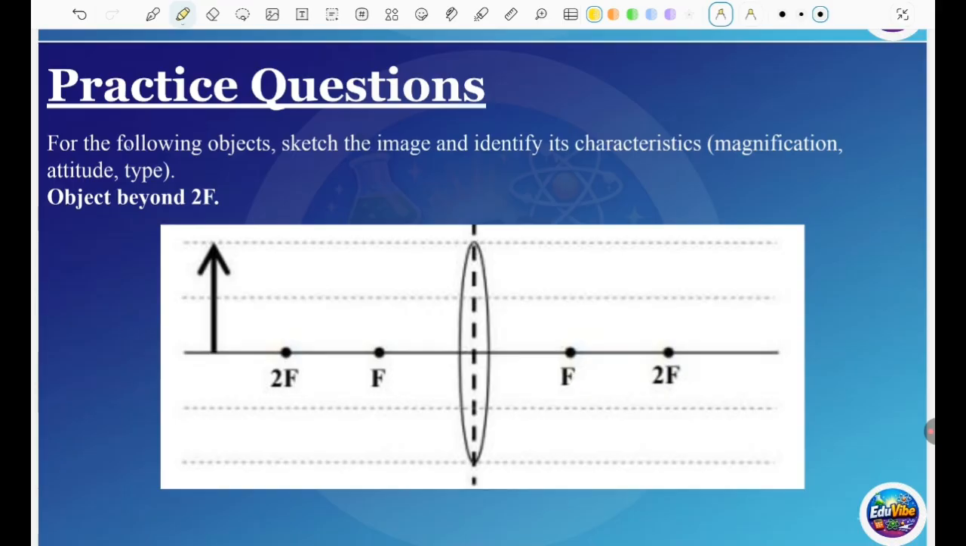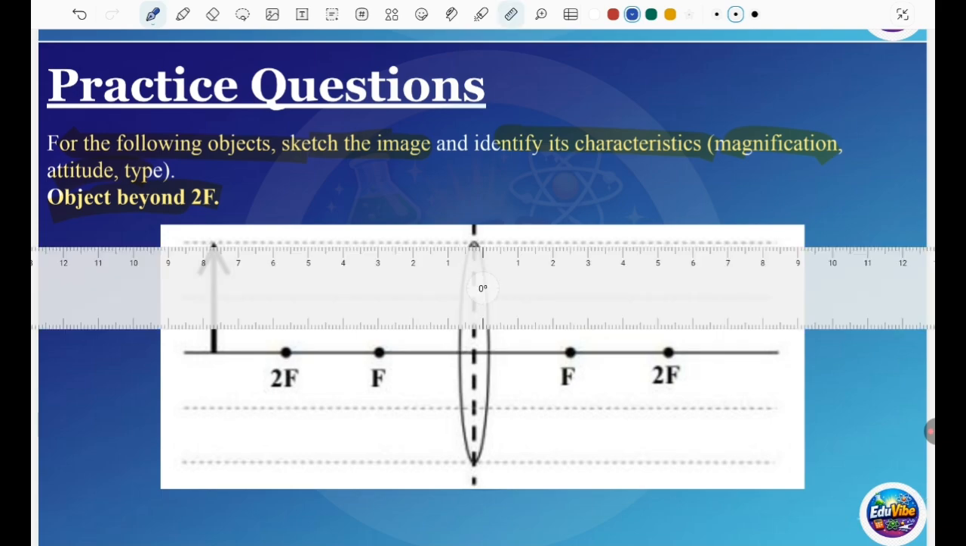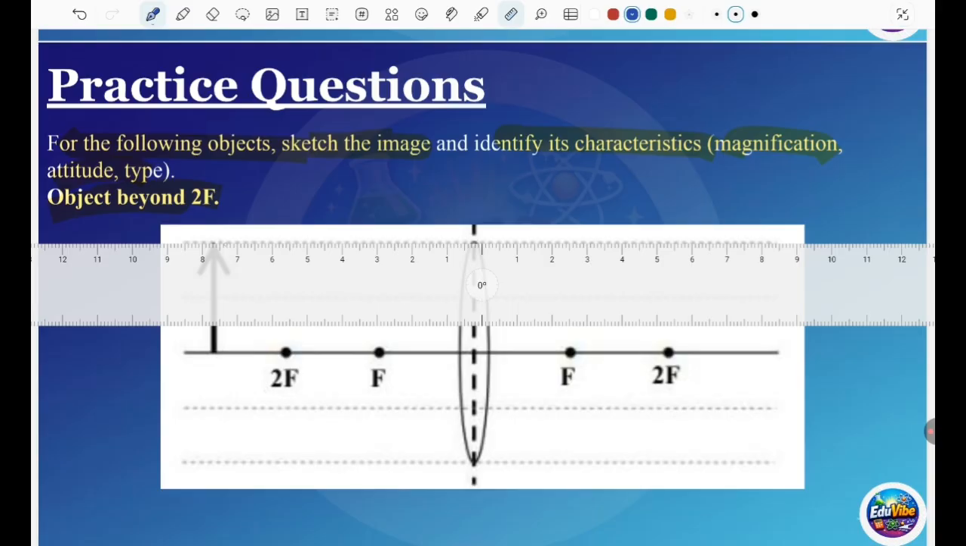This question is from lenses. We have to draw the following objects, sketch the image, and identify its position, magnification, and type. The object is beyond 2F, and we have the object over there, the arrow. We have to draw the rays to get the image. This is a converging lens.